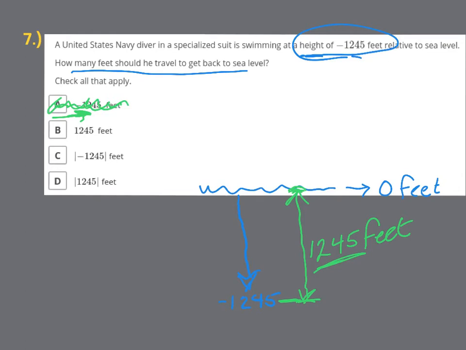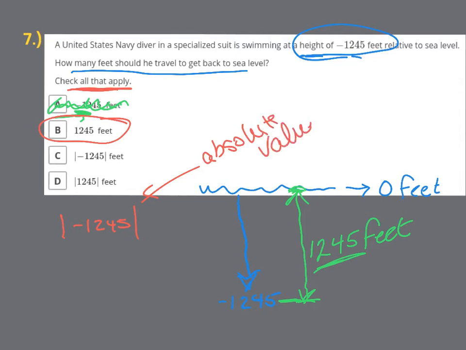Okay, next, 1,245 feet. Well, there it is. That is, in fact, the answer that we were talking about. But I need to be careful because this says check all that apply. So whenever it says that, I need to make sure that I haven't missed anything. So this next one, I've got the absolute value of negative 1,245. You might recall that the absolute value means the distance from zero.